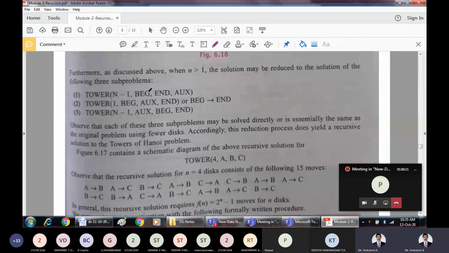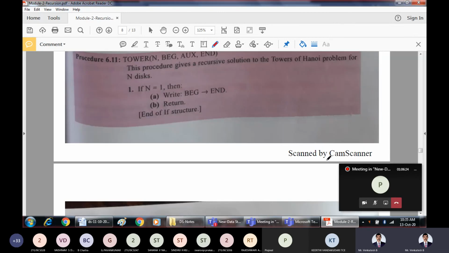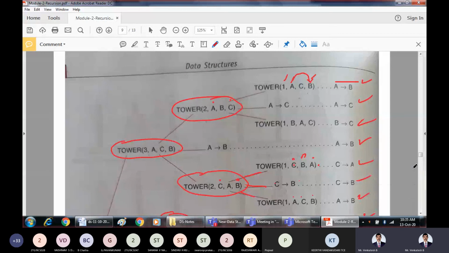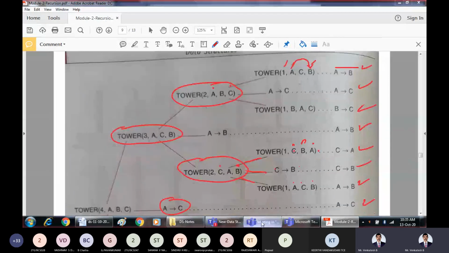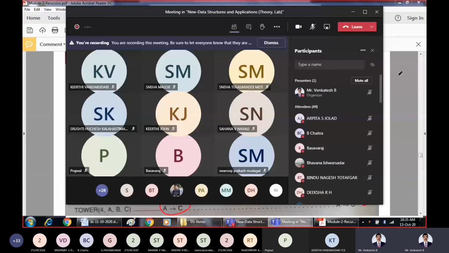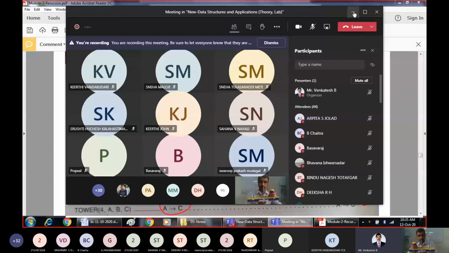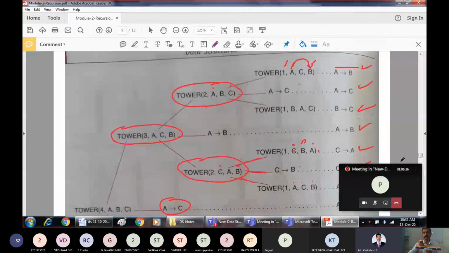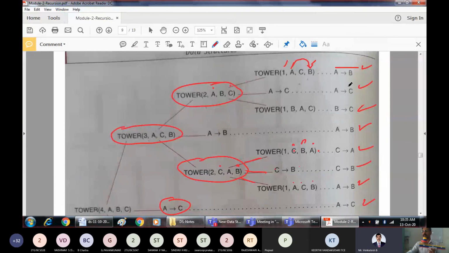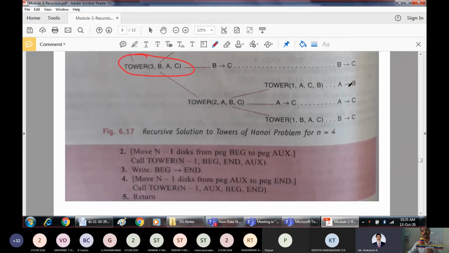Take n-1 disks, move them from beginning to auxiliary. Then move the disk from beginning to end. Then move the disks from auxiliary to the end. So that is the simple procedure for Tower of Hanoi. These are the ultimate movements we have to follow for moving all the disks from source to destination, and the number of movements for this is 15.